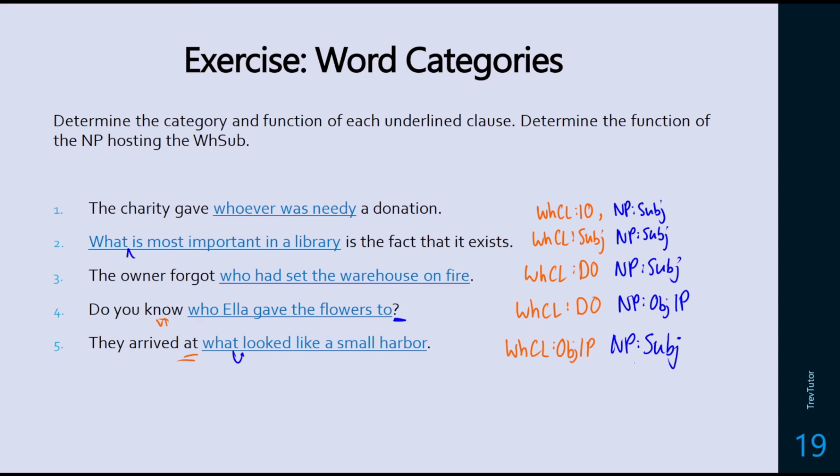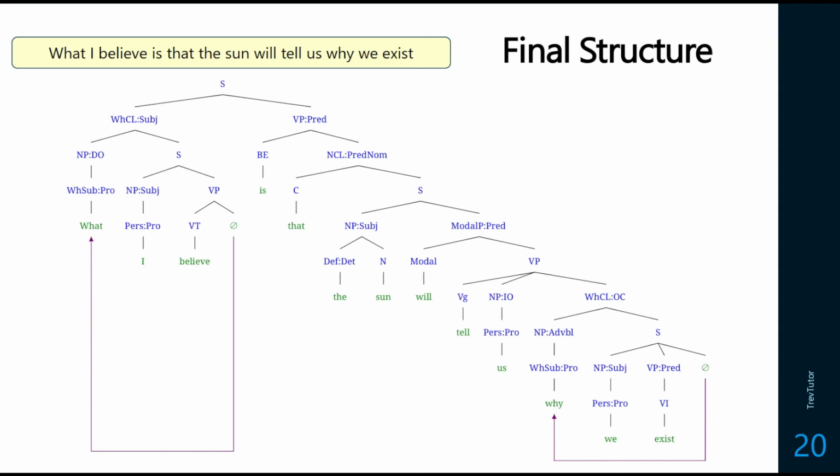So those are WH clauses, and now we have our final structure. "What I believe is that the sun will tell us why we exist." So it's I believe something that is being moved up into the position at the head of the WH clause. The whole WH clause is acting as a subject. And then for why we exist, well, we exist for some reason. So we have a noun phrase adverbial moving up because the meaning of the WH word gives extra information rather than subject information or direct object information.